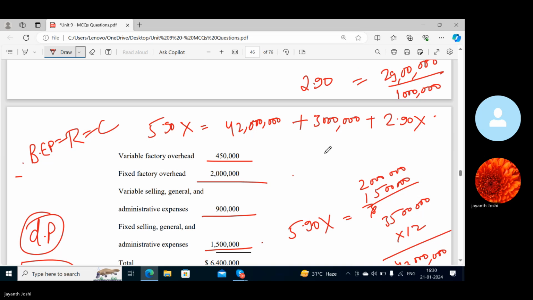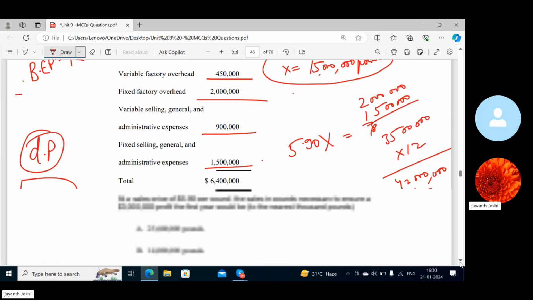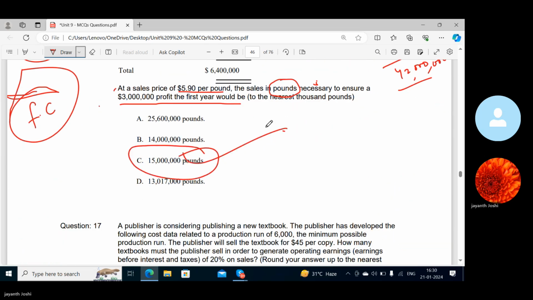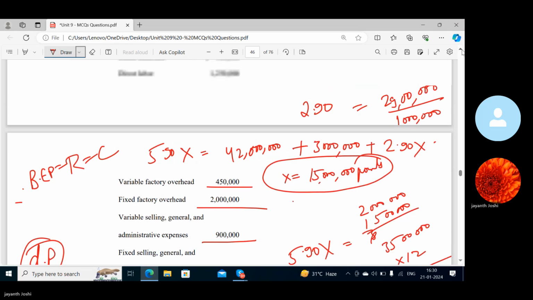$15 million. X is equal to 15 million. I got pounds. This is the answer. Shall we move forward? Do you want to copy?